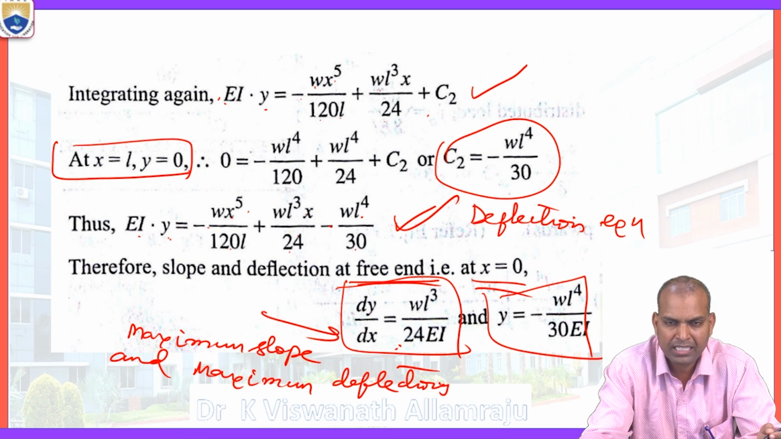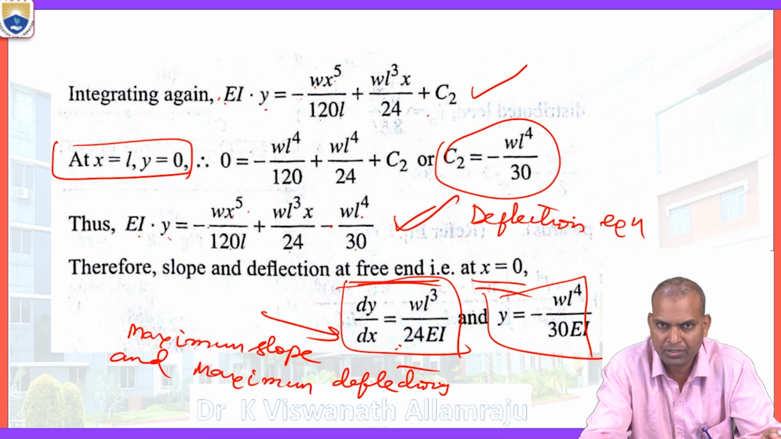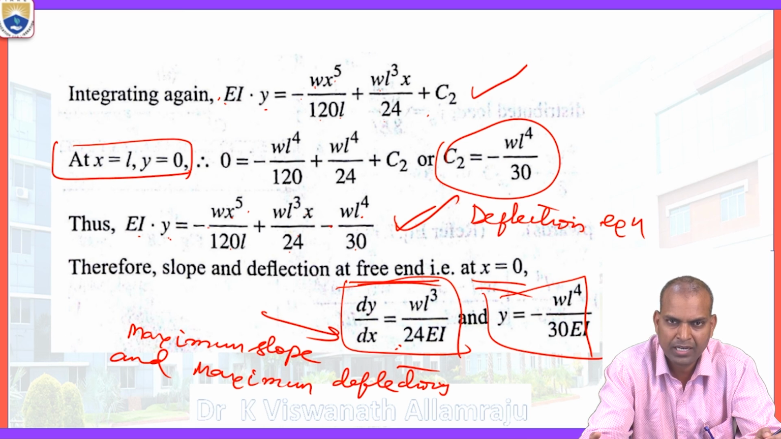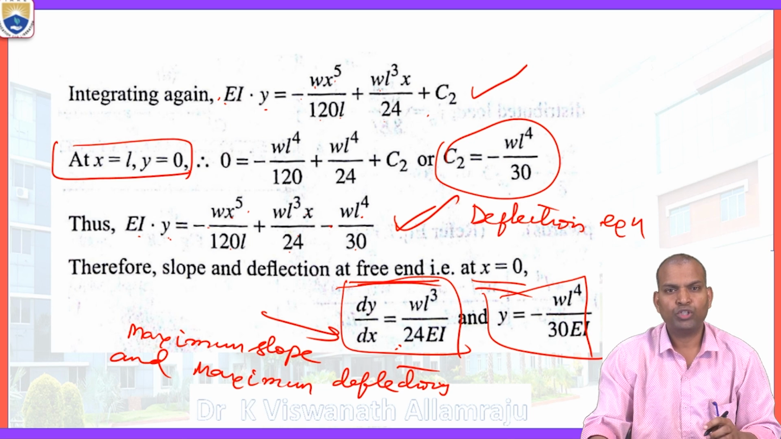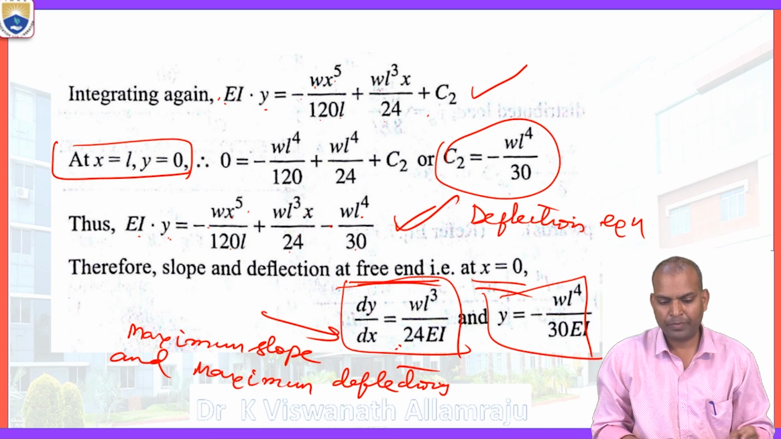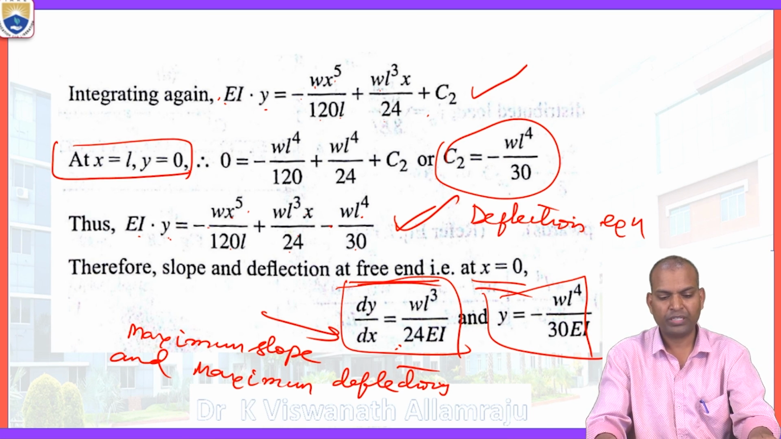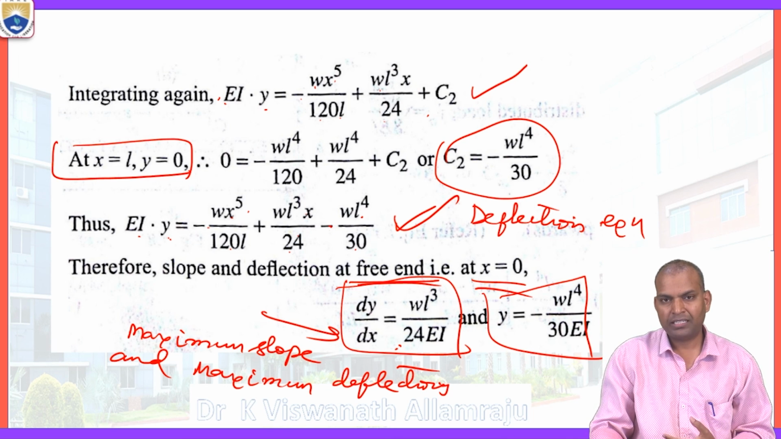The next case is the cantilever beam with a couple acting at the free end. And finally, the cantilever beam subjected to a uniformly varying load throughout the span of the beam. These are the cases we covered, and we derived the formulas for those cases.